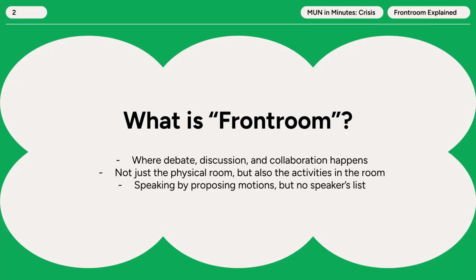For example, if someone asks, "How's your front room?" they're not asking if you like how the tables or desks are arranged or if the temperature is comfortable. They're asking if the chair and vice chair are running things well and how your performance has been so far.